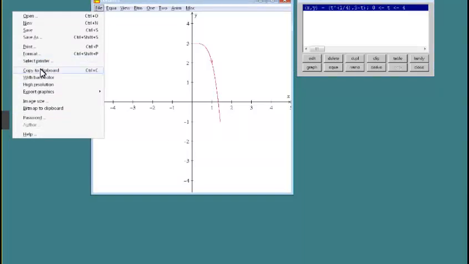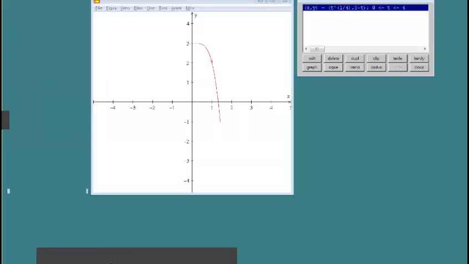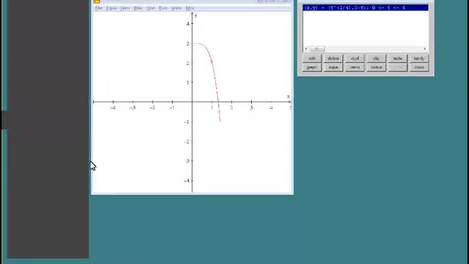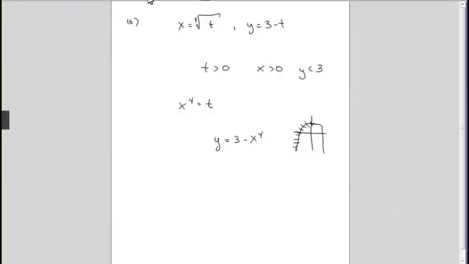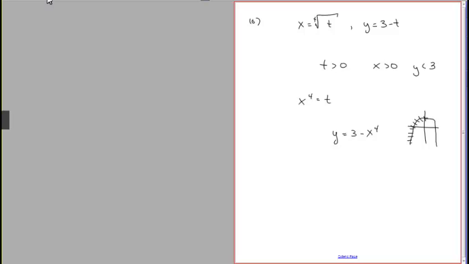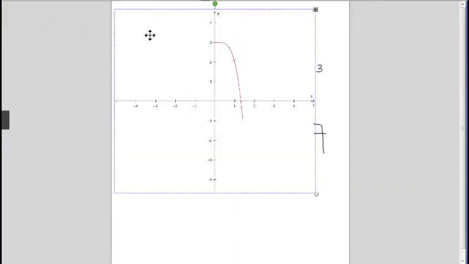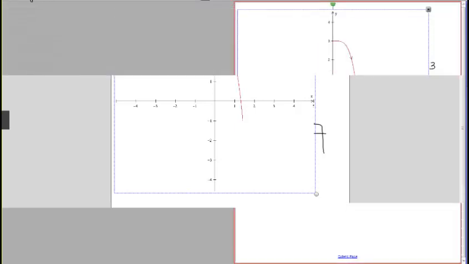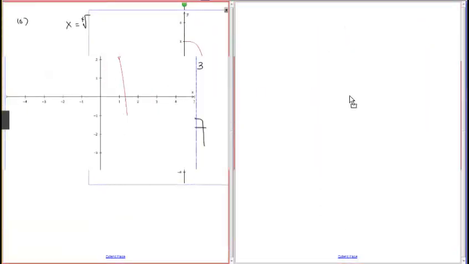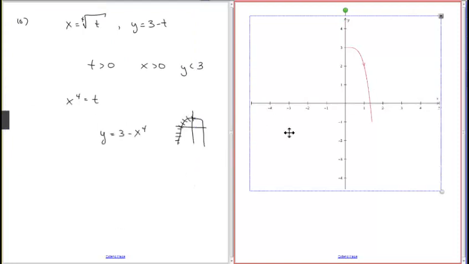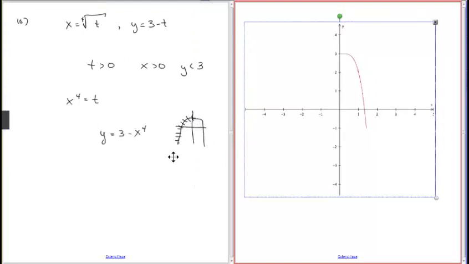Let's make a copy of that. Go back to Smartboard. Share the screen. Paste. Wrong one. So let's move that over there. Okay, so there you go. That's what it looks like.